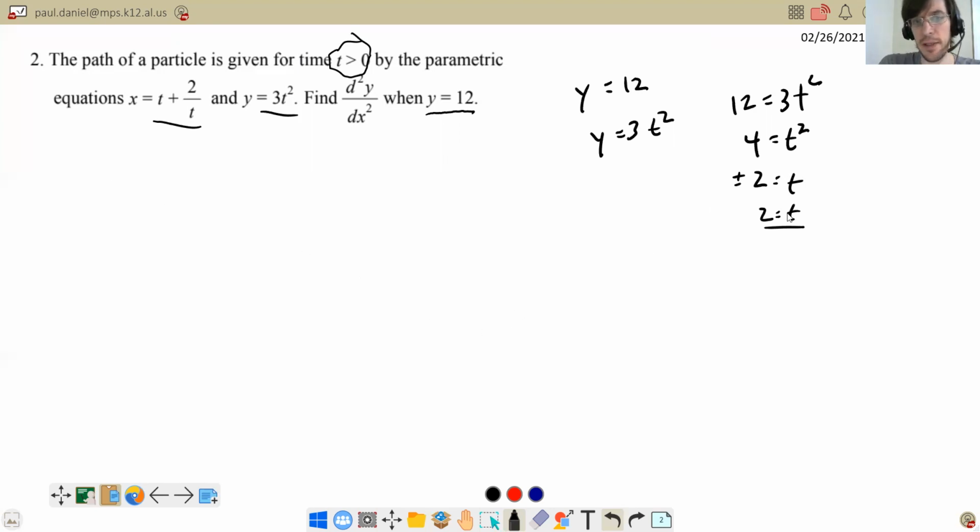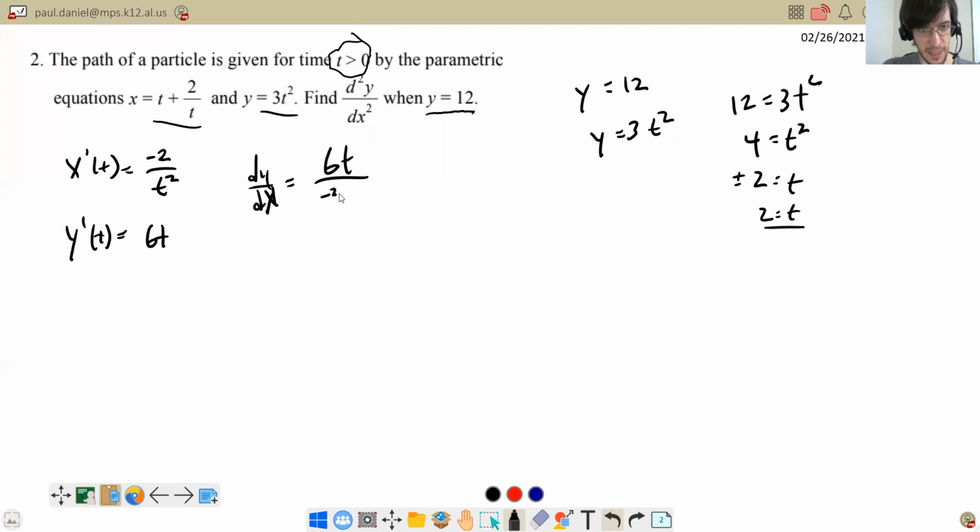So when I'm thinking about what I'm plugging in, remember, I'm not plugging in an x and a y anymore, because those aren't the variables that I have access to. The variable I have access to is t in this case. So first I need to get dy/dx. To do that, I need an x prime of t, which is negative 2 over t squared. I need a y prime of t, and that would be 6t. So dy/dx is equal to 6t over negative 2 divided by t squared, which is 6t cubed divided by negative 2, or negative 3t cubed.